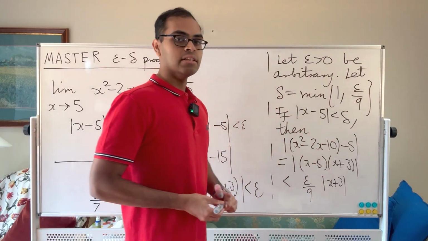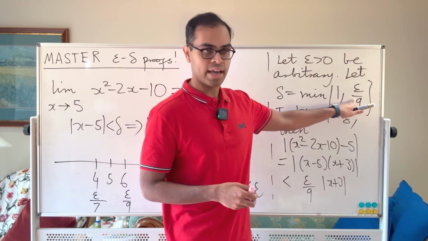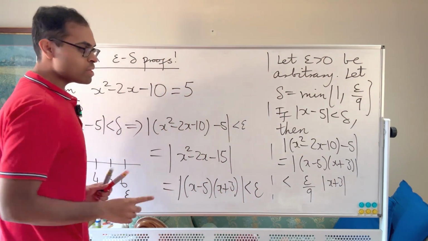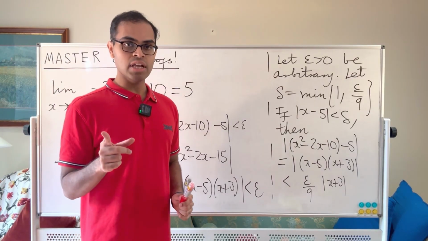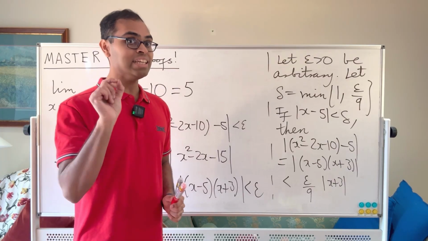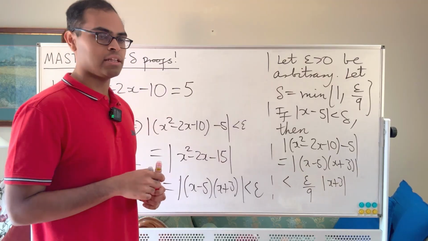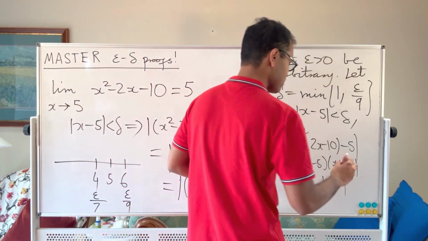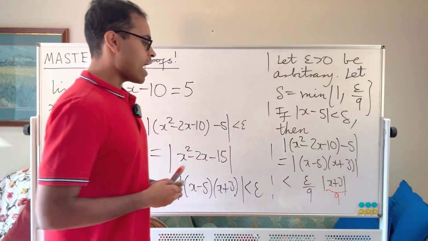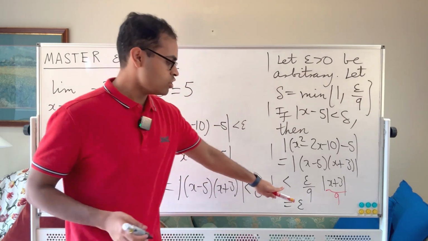But now here's the deal. Because delta is the minimum of 1 and epsilon over 9, we have the 1 as well. We know that x is between 4 and 6. So the maximum value of x plus 3 is going to be 9, because x is between 4 and 6. It's not going to quite hit 9, because the absolute value of x minus 5 is less than delta. Therefore, we know the absolute value of x plus 3 is going to be less than 9 because x is less than 6. And so this is going to be equal to epsilon. So we've got a strict inequality here.